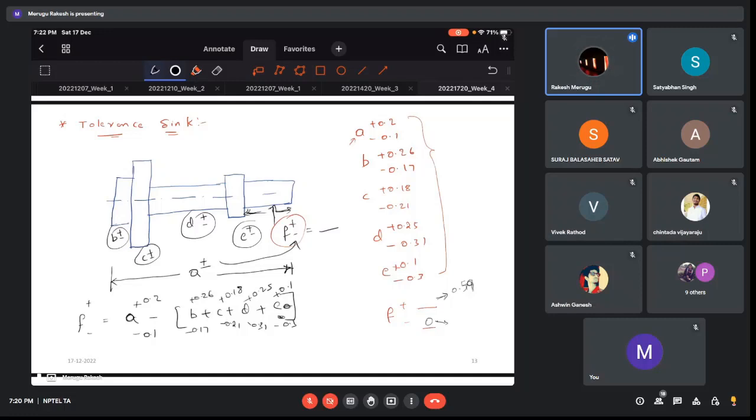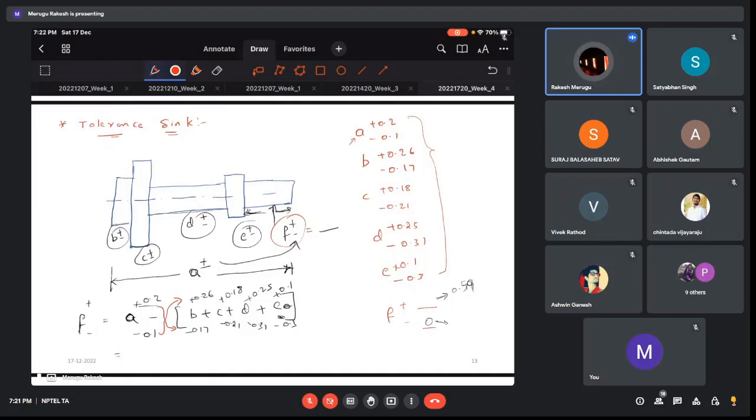Now if I want the maximum of F, you have to take the maximum of A and subtract the minimum values of all of B, C, D, E. Then only I can get the maximum of F, and vice versa. If I want to get the minimum of F, I should take the minimum of the big size and subtract the maximum of all the tolerances. That's the concept. If you want to follow any shortcut, this is the shortcut.